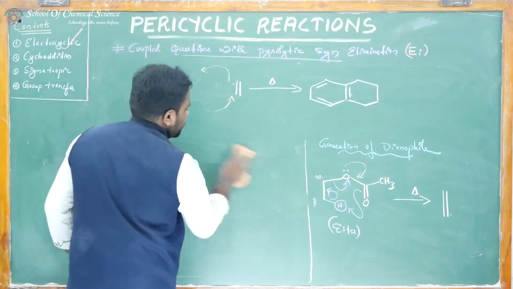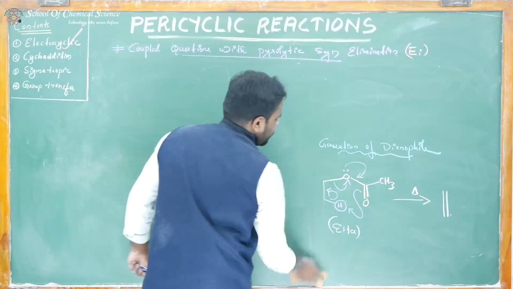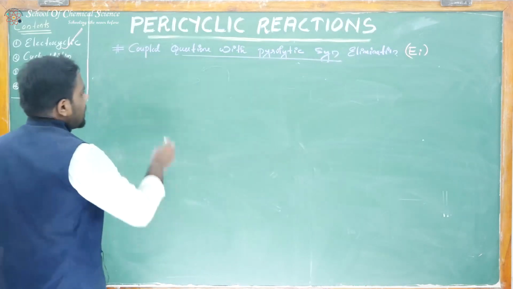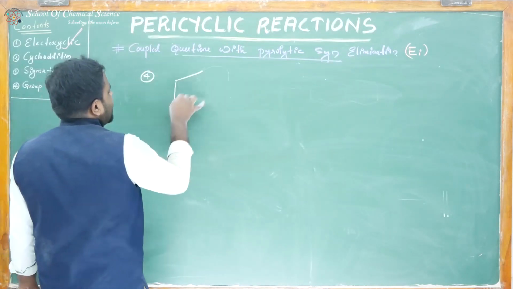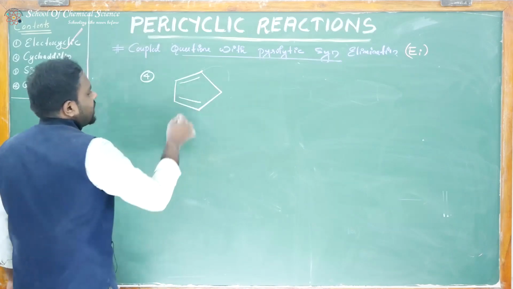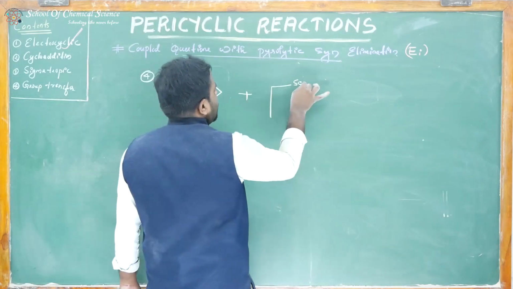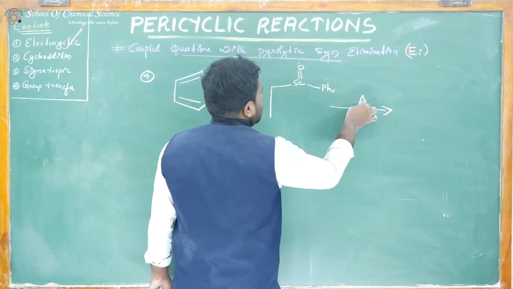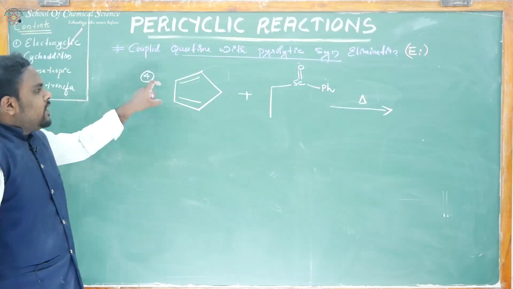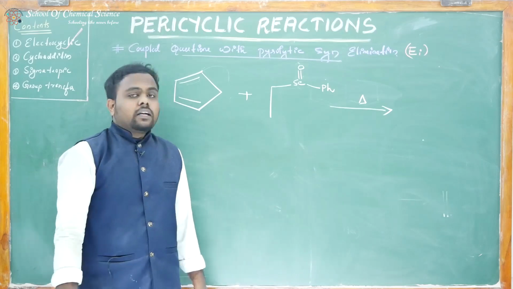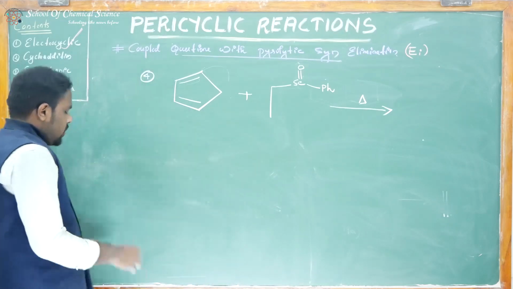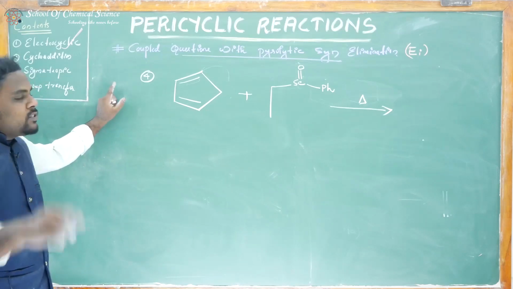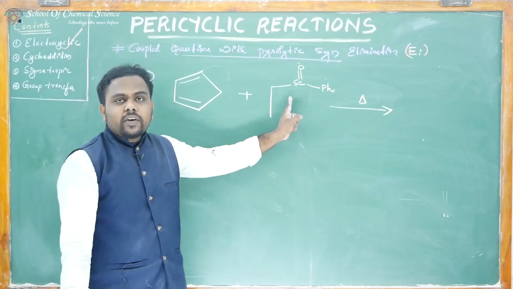Fourth question. A diene is directly given, plus Se double bond O Ph under thermal condition. What is the product formed? That is my question. Diene is there, but there is no dienophile. But the condition for the formation of dienophile is given.